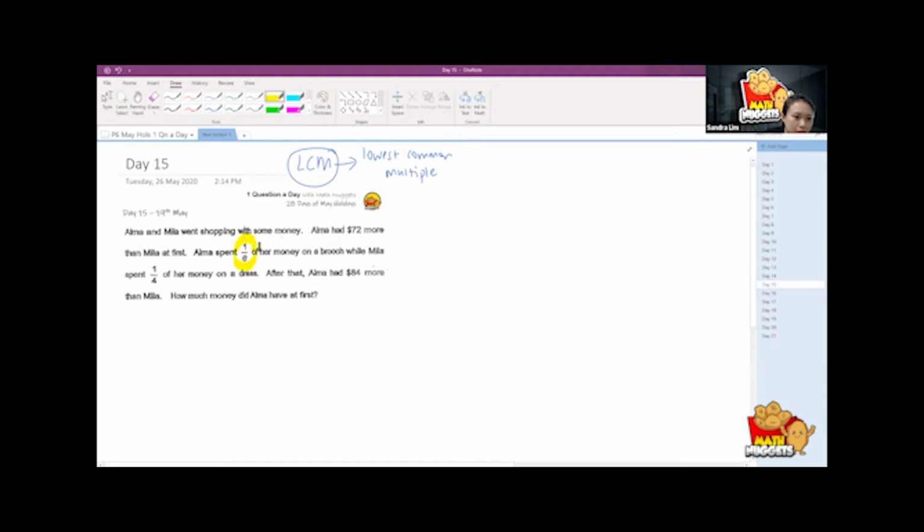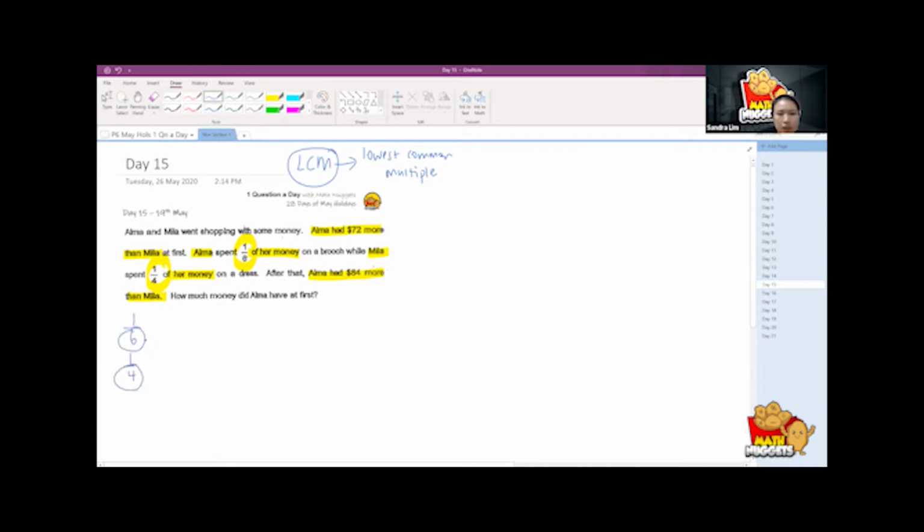So they say that Alma spent 1/6 of her money. Mila spent 1/4 of her money, right? At the beginning, we know the difference between Alma and Mila. In the end, we know the difference between Alma and Mila. So I'm going to start off looking at the fractions. You see, it's 1/6 and 1/4, right?